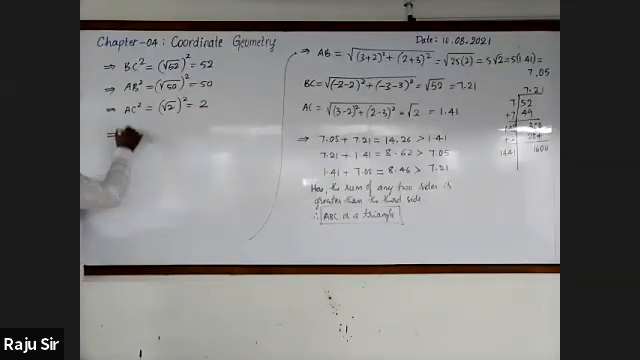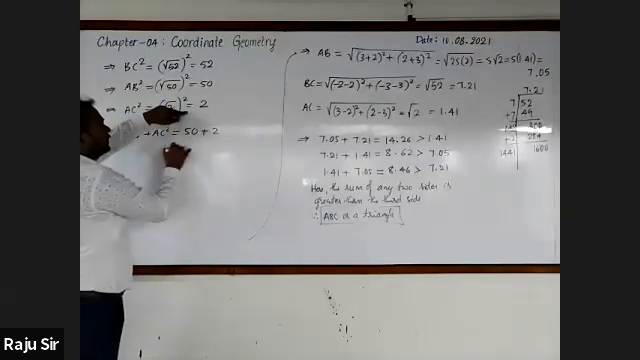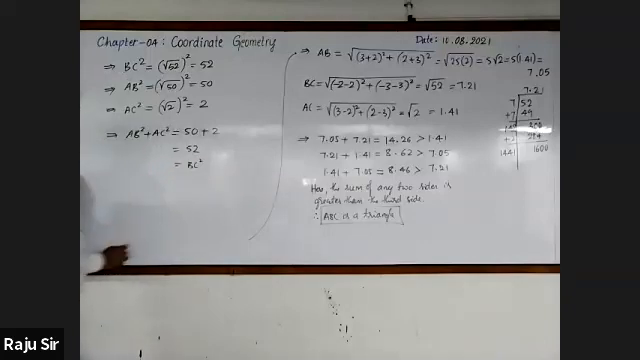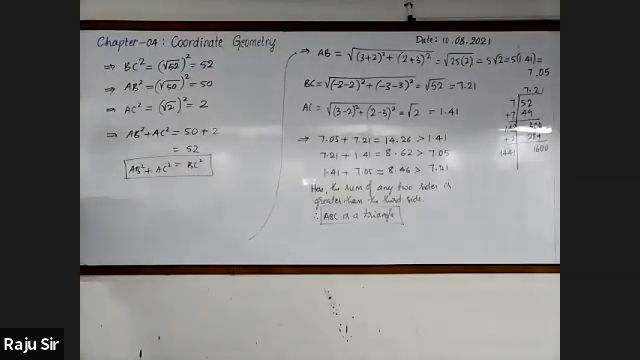Now, I'll write AB square plus AC square. AB square is 50, AC square is 2, so it is 52, whereas BC square is 52. AB square plus AC square equals BC square. Understood? Any doubt? So it satisfies the Pythagoras property. So according to the Pythagoras property, ABC is a right triangle.